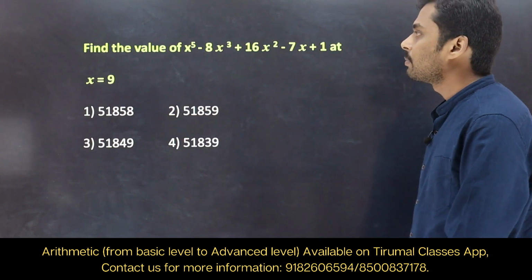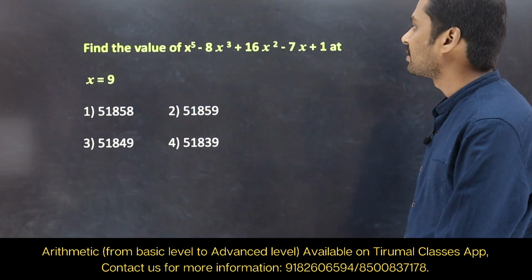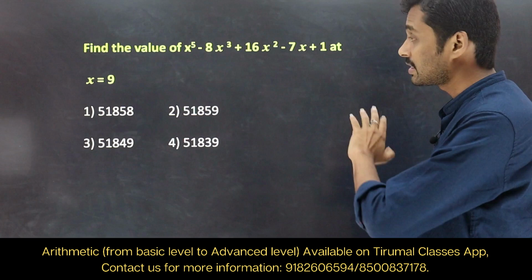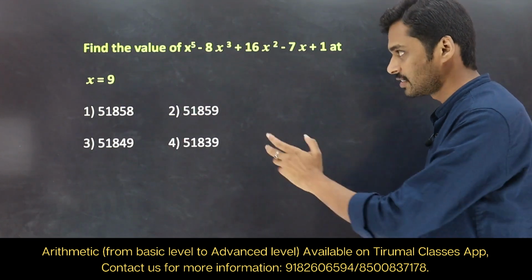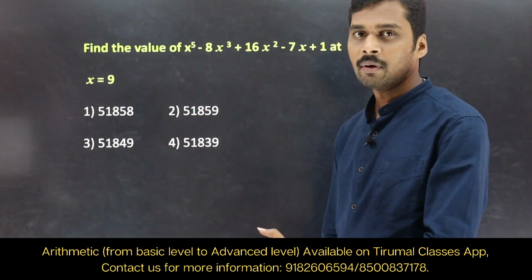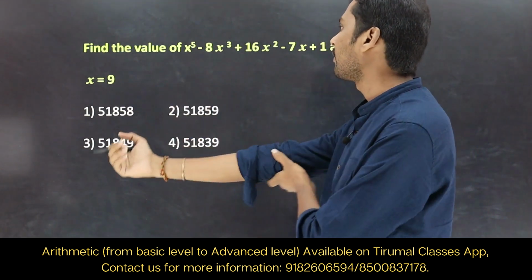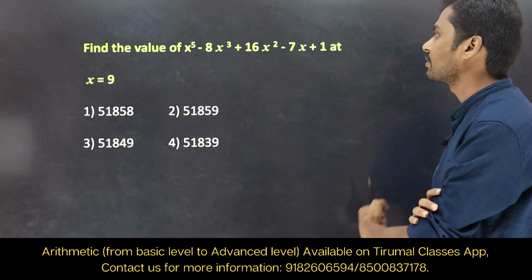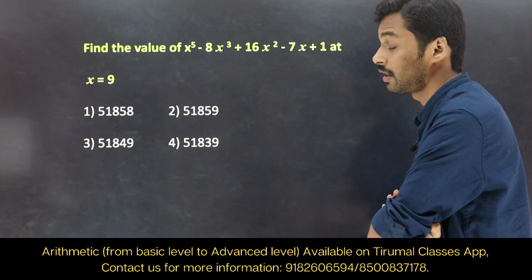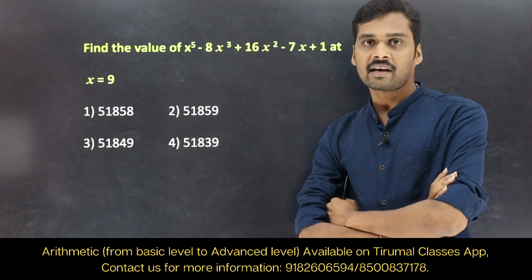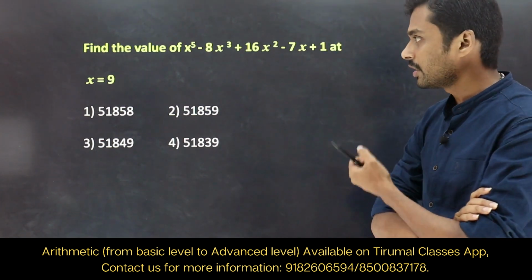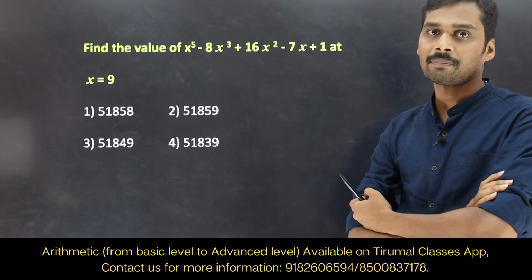So find the value of x power 5 minus 8x cube plus 16x square minus 7x plus 1 at x is equal to 9. Okay, so the problem looks simple. Find the value of x power 5 minus 8x cube plus 16x square minus 7x plus 1 at x is equal to 9. So it's a simple thing, so we can simply understand the problem.